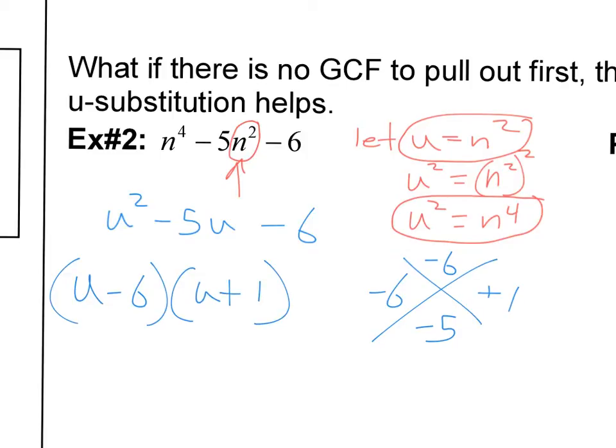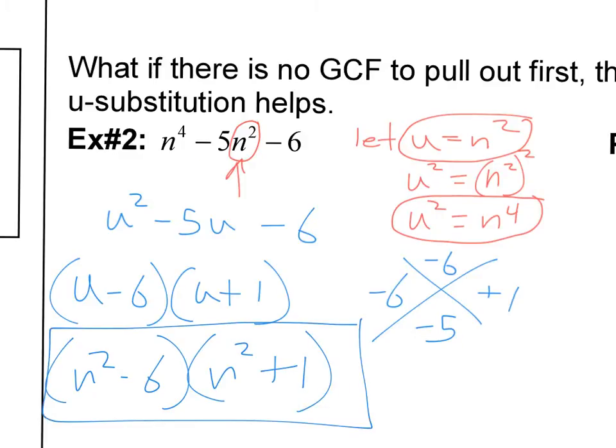Now the only thing with u substitution is my answer didn't start off with u, so I need to get back to n. So, well, what did u really equal? Well, u is just n squared, so my last step is just to rewrite it. n squared minus 6, n squared plus 1. And there we have it. We factored this nasty trinomial.